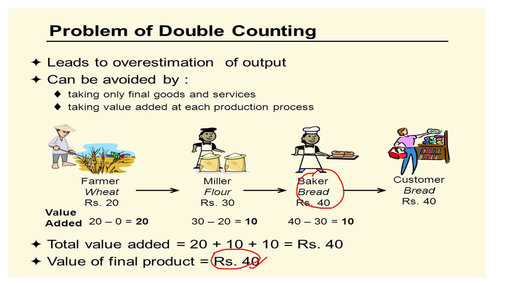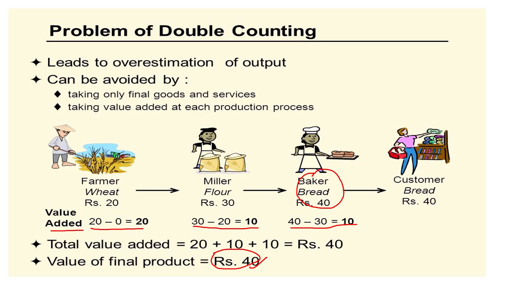Right. Second method is that you can calculate the value added at each stage and then take its sum. So let's look into this, how value added can be calculated at each stage. So farmer is adding the value of 20. Flour mill is adding the value 30 minus 20, which is 10. Baker is adding the value 40 minus 30, which is 10. So we will take the sum of 20, 10 plus 10, which is same, again 40.